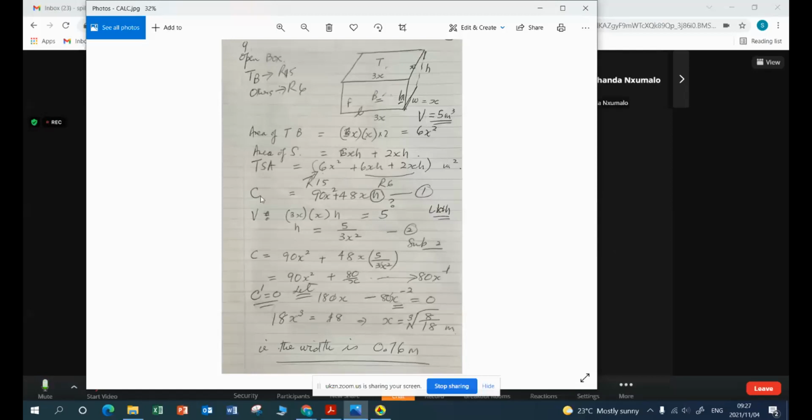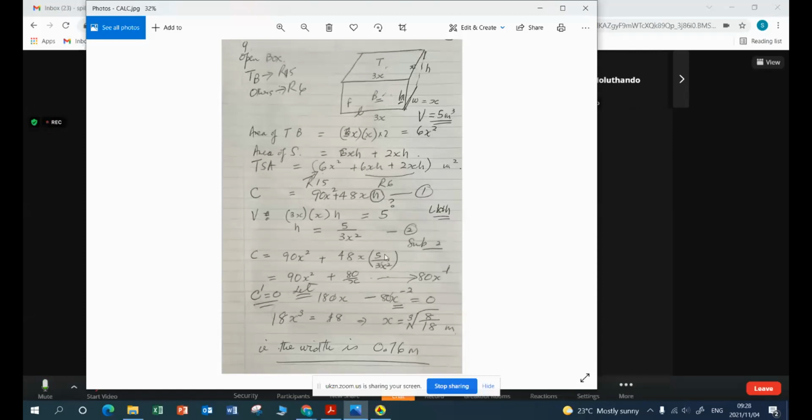Now let's examine the cost equation. There you've got two variables, x and h. So we need to substitute for h so that the entire cost equation has a single variable, which is x. Now, the volume of a box is, we all know, length times breadth times height, 3x times x times h, which is equal to 5. Making h the subject of the formula, h is 5 over 3x squared. And now you can find the derivative.